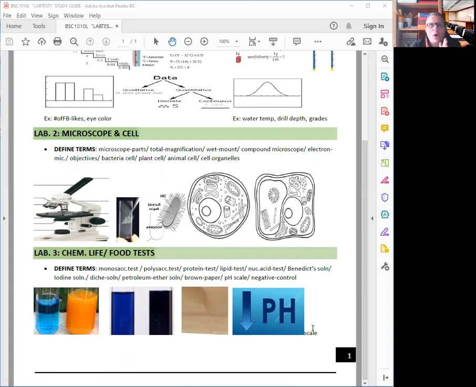So that's all for now. Just to recap, this is the Lab 1 test study guide for BSC1010 Lab, General Bio 1 Lab.